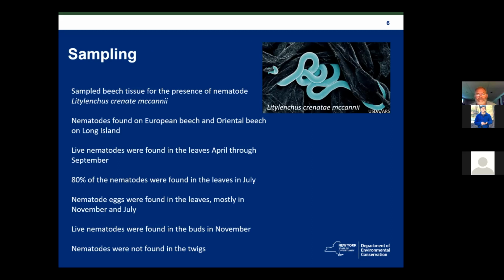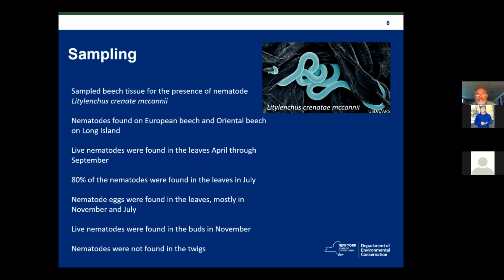For research, samples of beech tissue were analyzed to study the life cycle of the nematode. This information could be used to better understand the nematode's role in beech leaf disease and could also be used in determining the best time of year to treat the trees. There are others doing studies on the effectiveness of treatments.